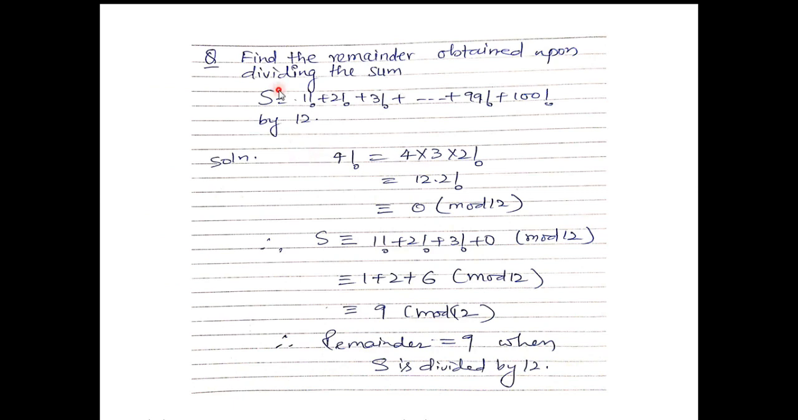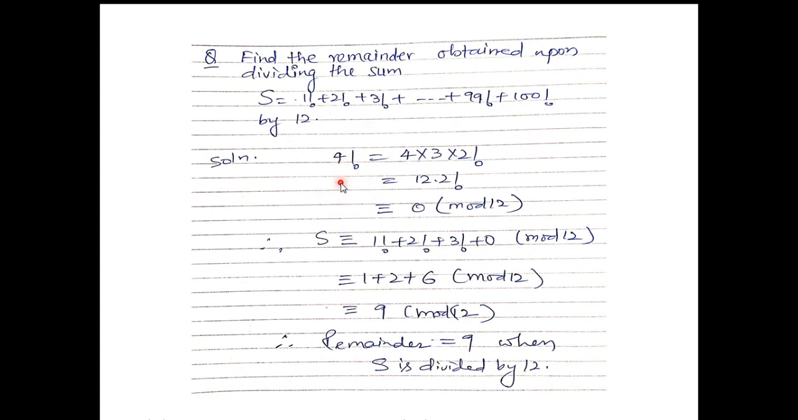In this question, we have to find the remainder obtained upon dividing the sum S, which is factorial 1 plus factorial 2 plus factorial 3 and so on up to factorial 100, by 12. We have to find the remainder when this number is divided by 12.